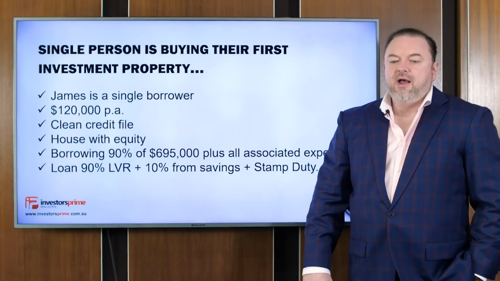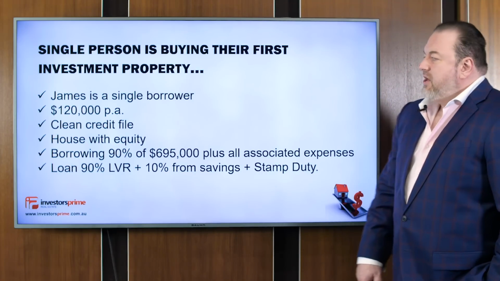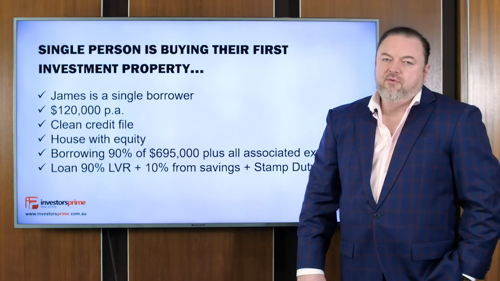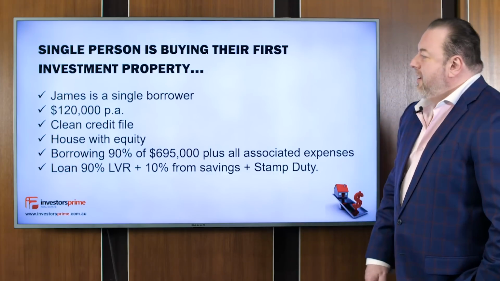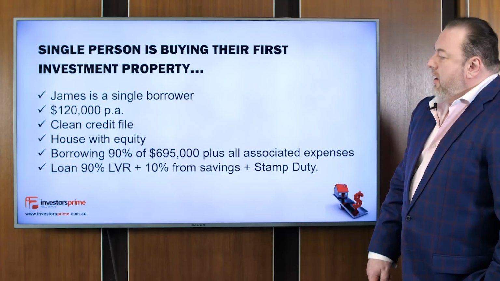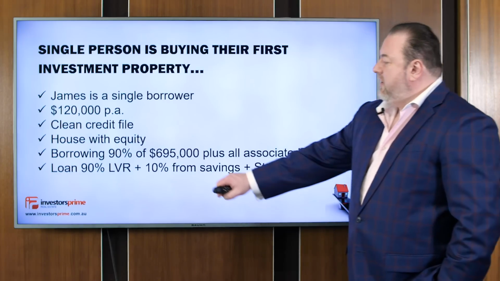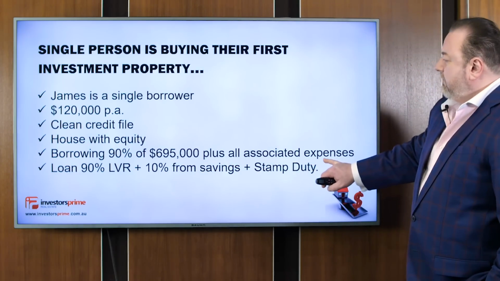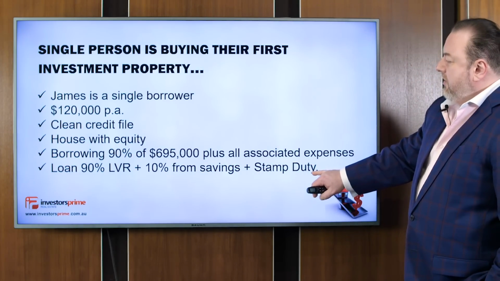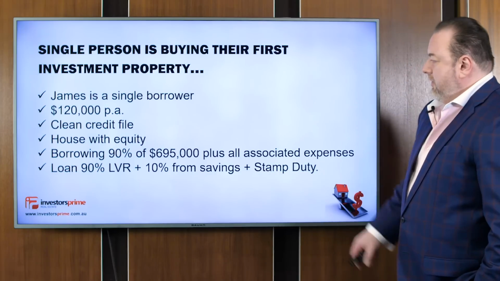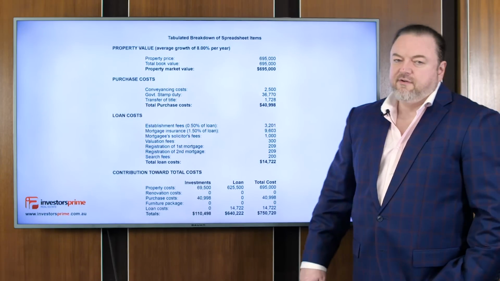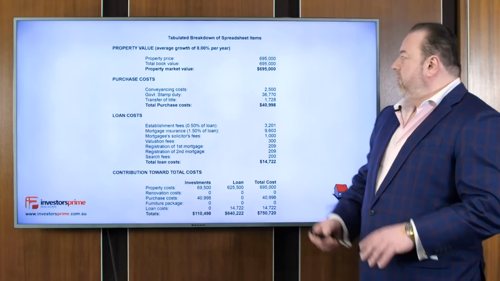In this example, I had a client, let's call him James. Okay, his name is not really James, but let's call him James. He's on 120 a year. He has a clean credit file, house with equity. He's borrowing 90% of $695,000 plus associated expenses. So he's doing a 90% loan plus 10% from savings and stamp duty. Single guy, works in IT. Very typical transaction.